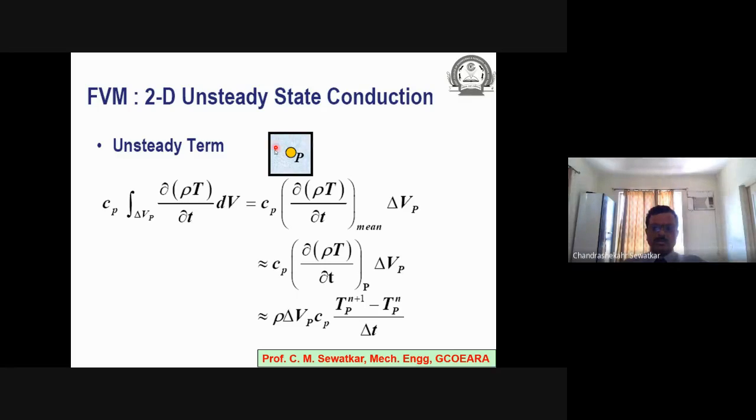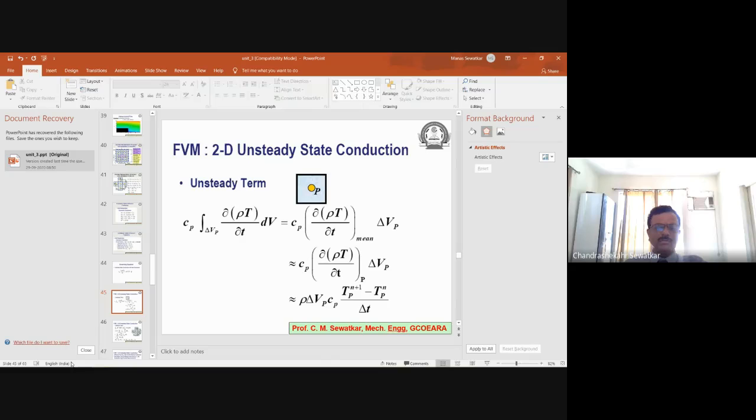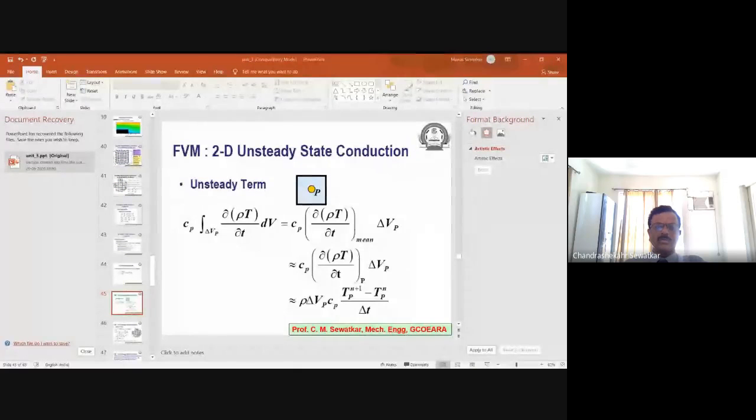So this small control volume consists of many particles. I can say an infinite number of particles. And each particle may have a different value of del by del T of rho T. This differential may have a different value for each and every particle.